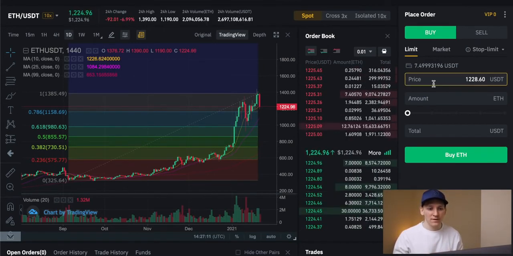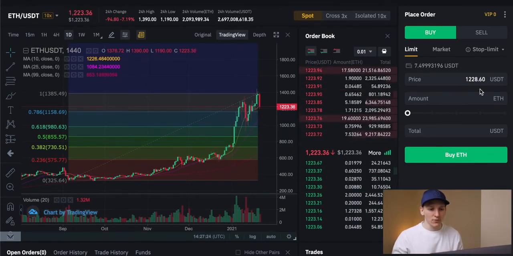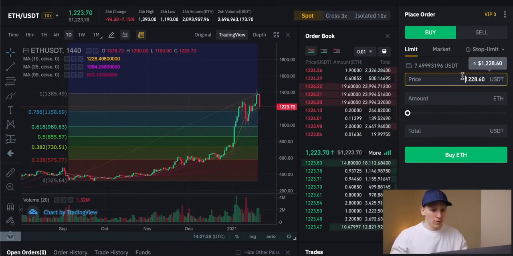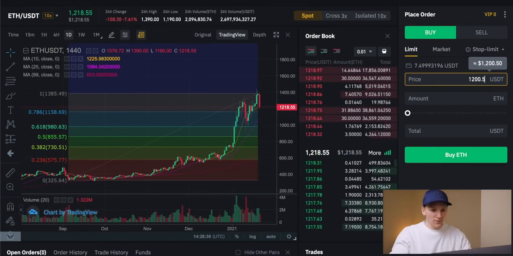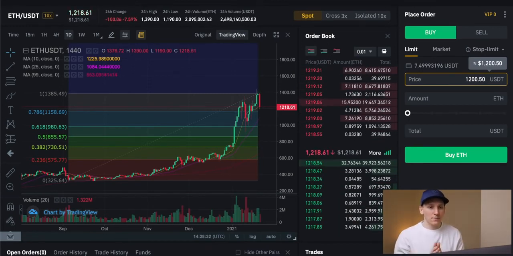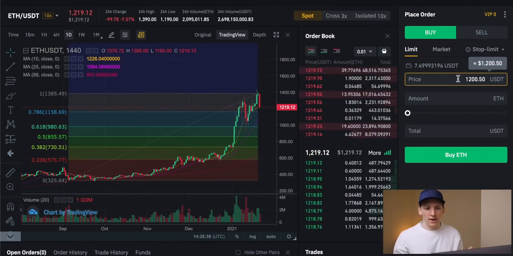So you can see on this occasion, it actually gives us an amount that we can pay. So right now the market is 1,224. I can say that I want to pay 1,200 like this. Now let's just put a 50 in there. This is actually below the current market price. So the current market price is 1,218 and you want to pay 1,200.